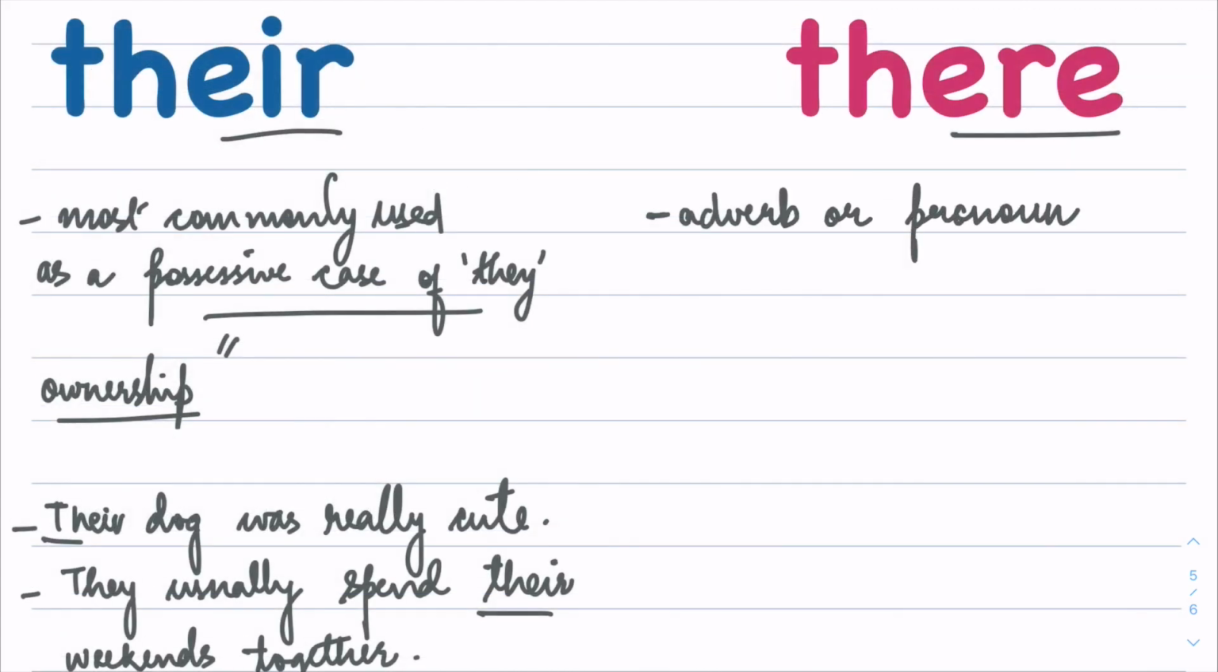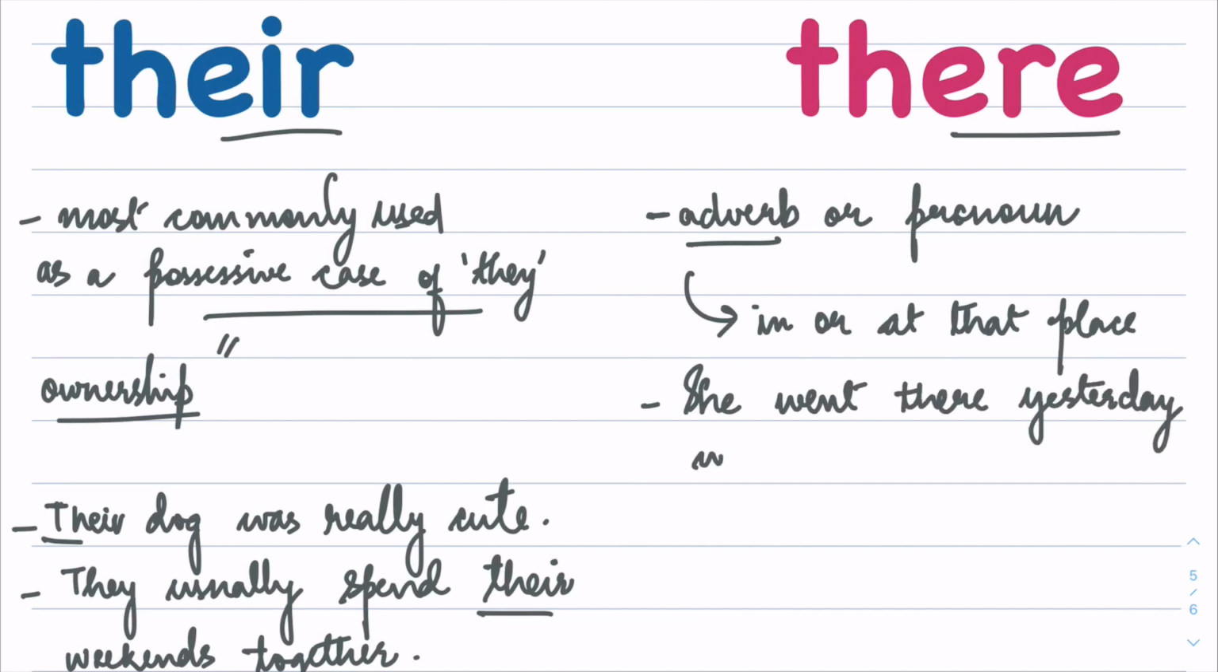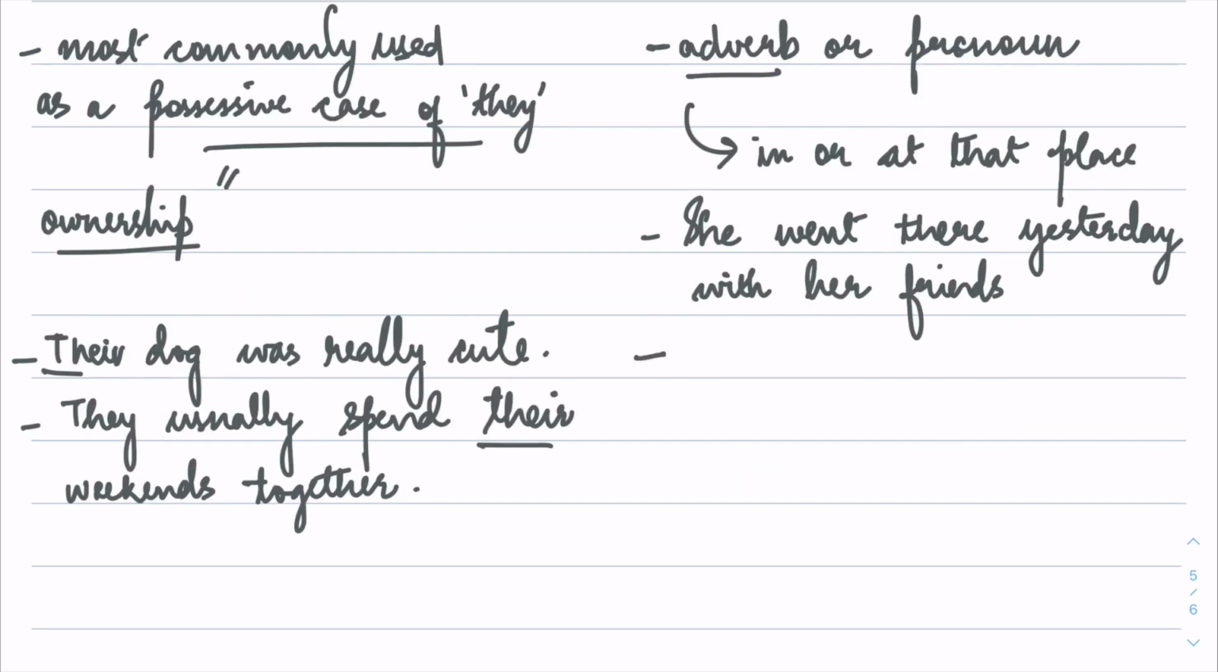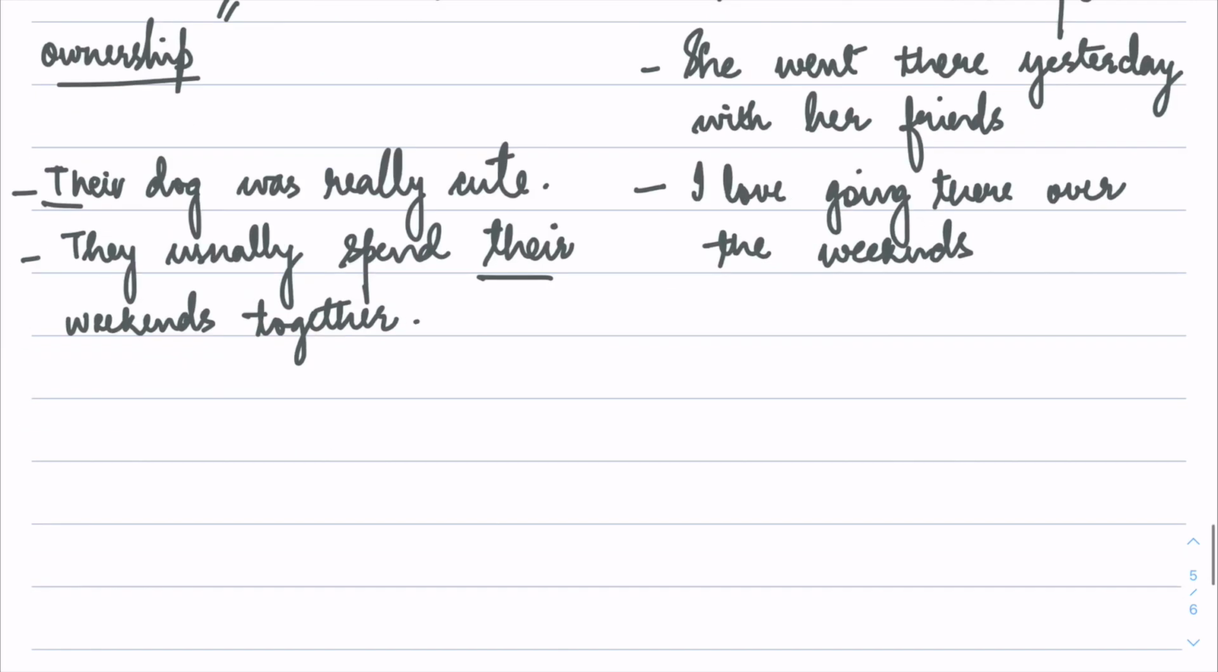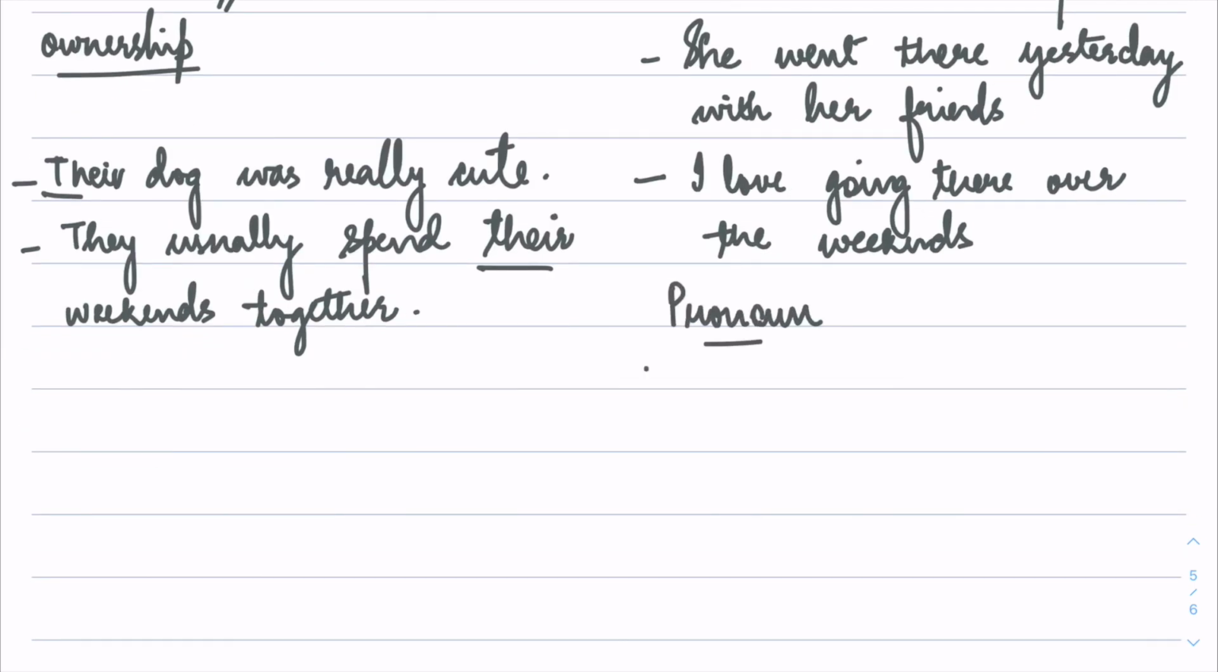There is most commonly used as an adverb or a pronoun. As an adverb, its usage is fairly simple. It means in or at that place. Now let's look at a few examples. She went there yesterday with her friends. I love going there over the weekends.